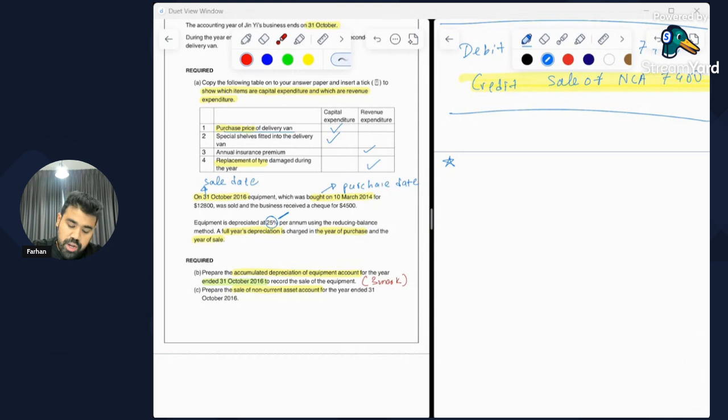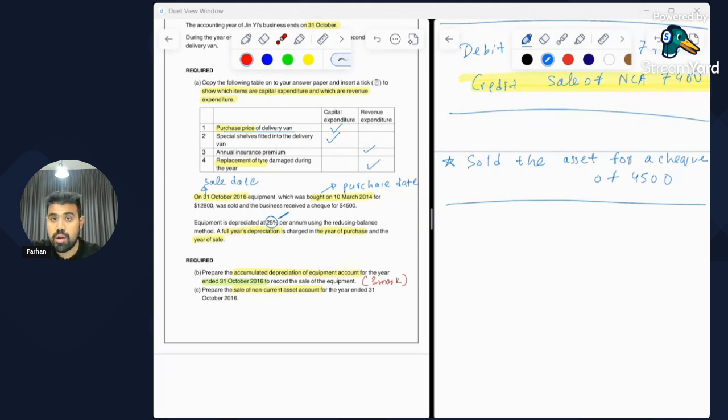We know we sold the asset for a check of 4,500. So when we say we sold this asset for a check of 4,500, check here refers to the cash that we have available in our bank account. That means our cash at bank should go up, right? Because we're getting a check and we deposit this check into the bank account eventually.